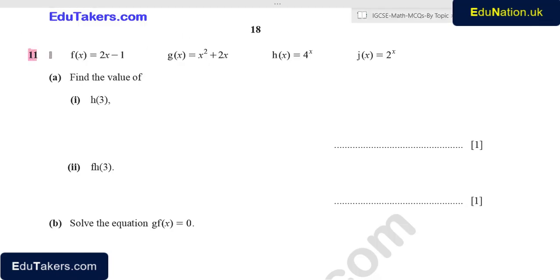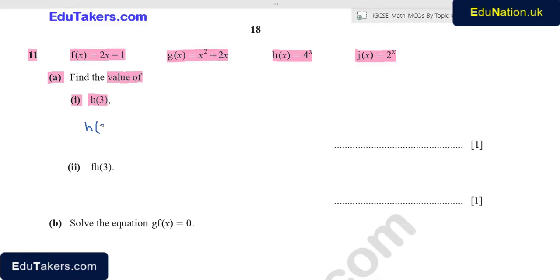Next is question number 11. f of x is equal to 2x minus 1, g of x is x square plus 2x, h of x is 4 raised to power x, and j of x is 2 raised to power x. Part A is find the value of. Its first part is h of 3.